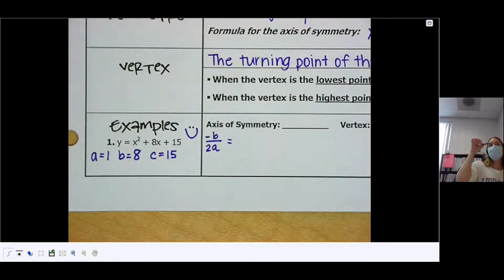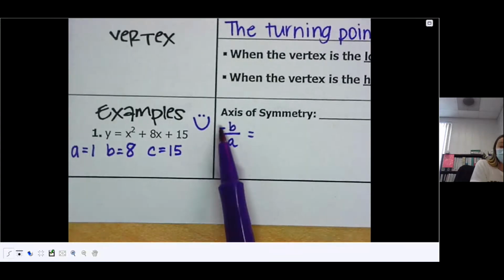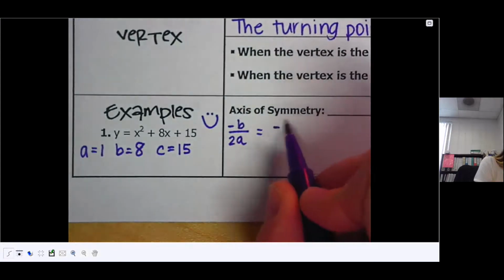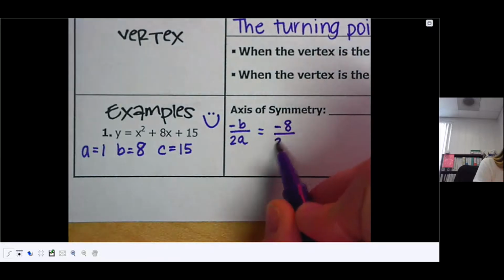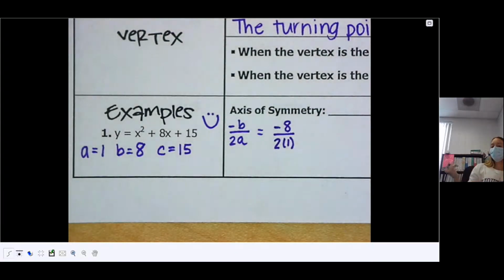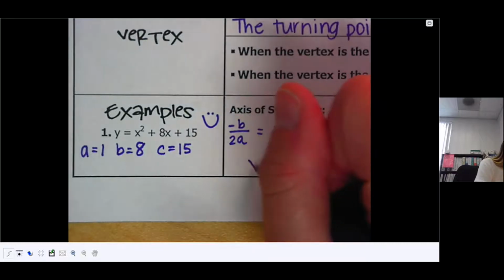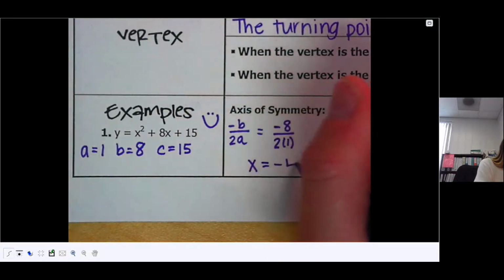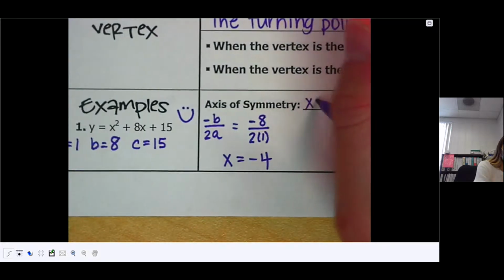So what number am I going to substitute in for the B? 8. So I'm going to put negative 8 over 2 times A. What's your A value? 1. So it's 2 times 1, which is just 2. So what is negative 8 divided by 2? Negative 4. So your axis of symmetry is at x equals negative 4. There's your first piece. That's your axis of symmetry.